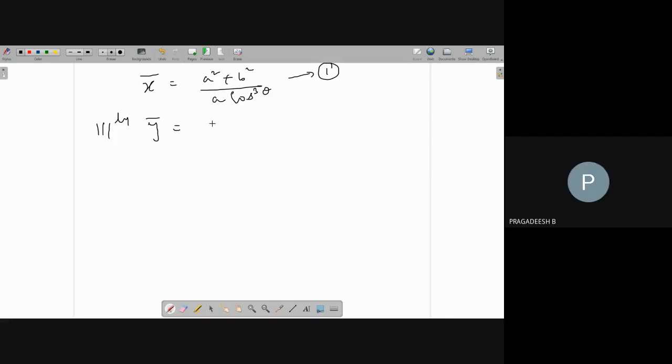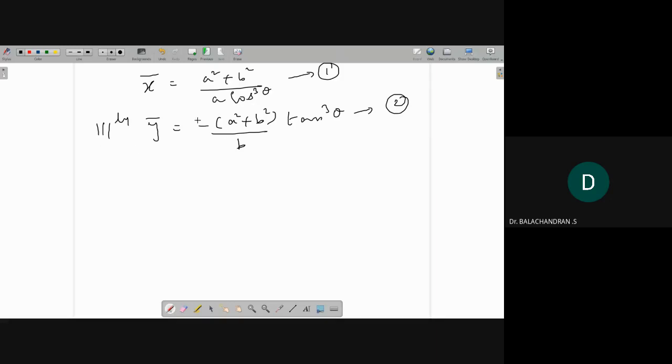A square plus b square divided by a into sine cube theta. I think minus a square plus b square. Please check your answer with this answer, into tan cube theta. Is it correct? Yes, sir. Okay, thank you.